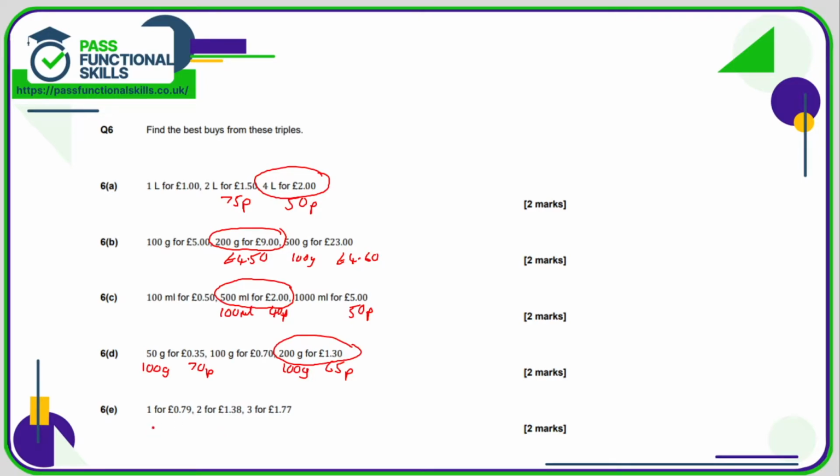For 6E, I'm going to work out the price per unit. So here, 1 is 79p. If it's 2 for £1.38, then all we need to do is divide £1.38 by 2, which works out as 69 pence per item. And for this one here, £1.77 divided by 3, and that works out as 59 pence per item, which is clearly the best value for money.